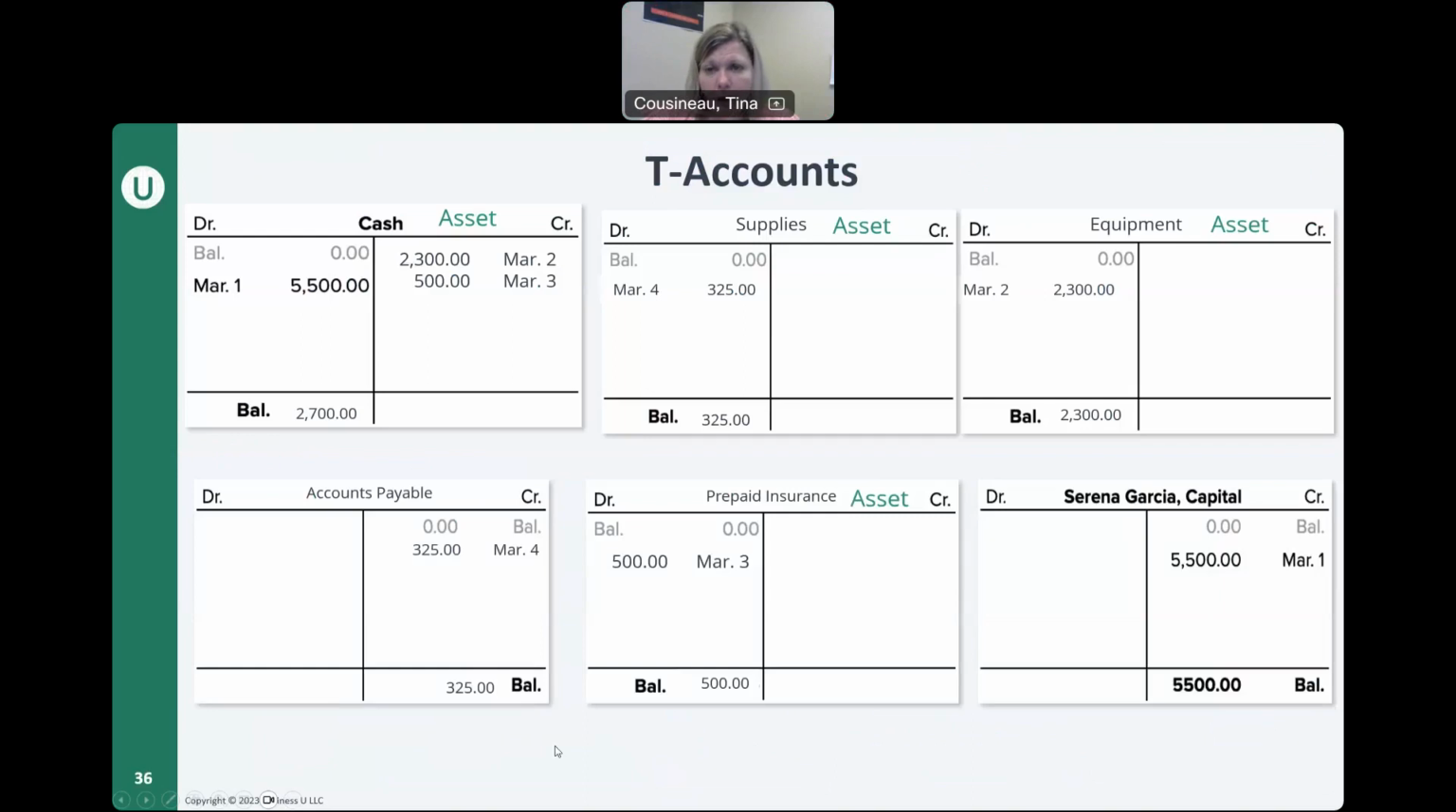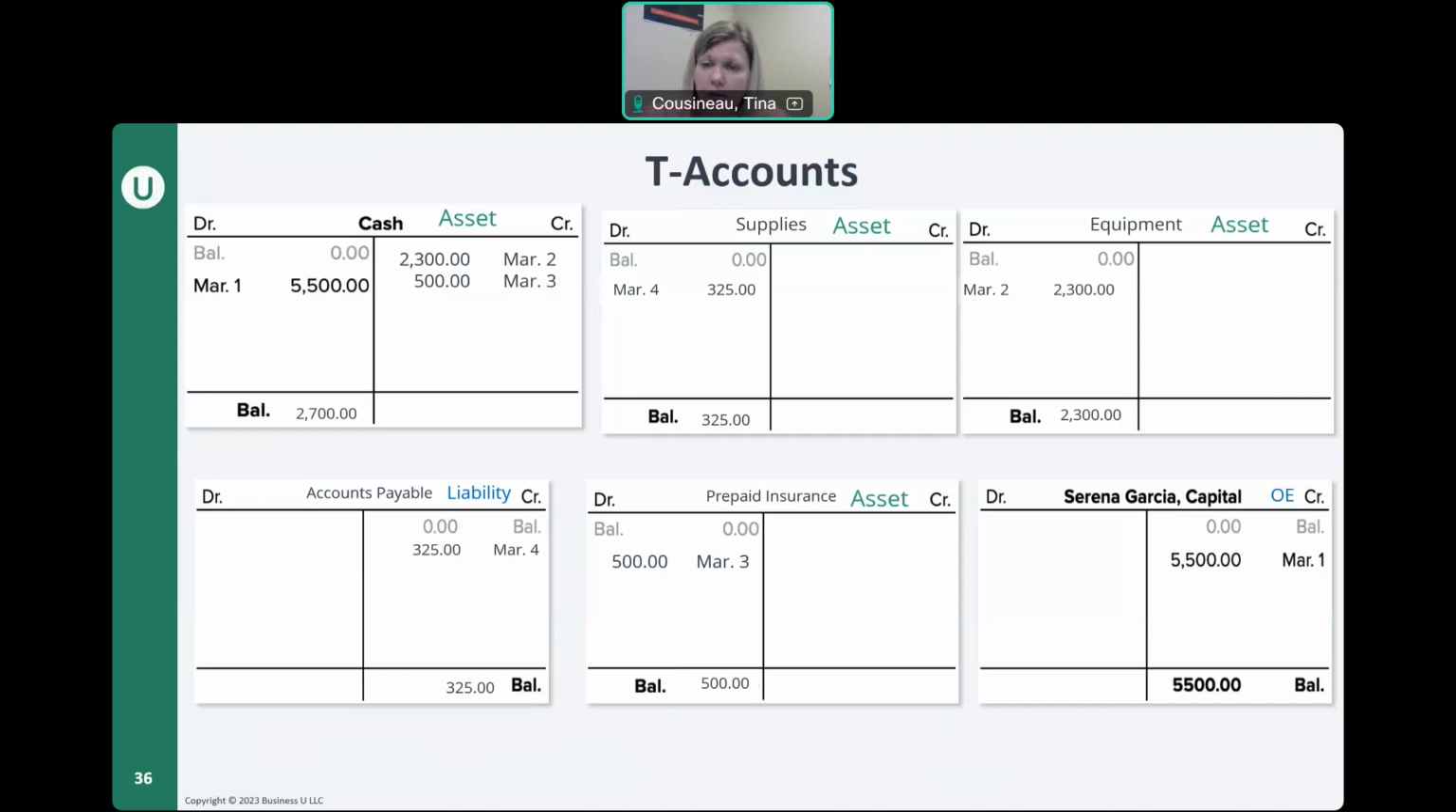Fantastic. All right, so let's take a look at all the T accounts now. So we just had, what, 4 transactions. We have some asset accounts, some liability and owner's equity accounts. You can see the change in, especially, the cash account. So we had that initial investment at 5,500, but we paid some cash out. So we had a decrease in the 2,300, decrease in the 500. So you can see that our balance is now $2,700.